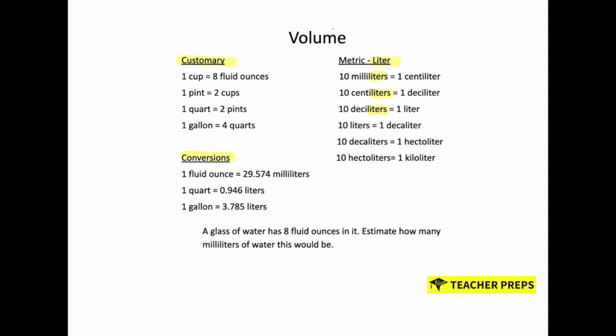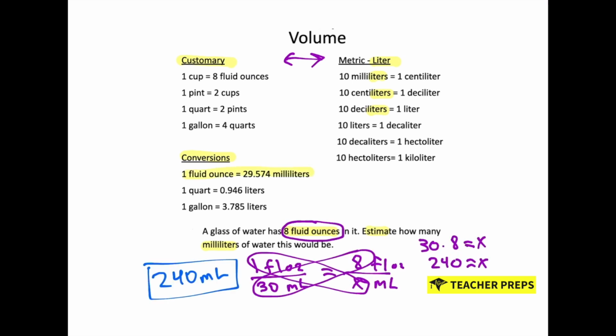Now to convert from the customary system to the metric and vice versa, we have some common conversions that we can use. Take a moment to look at those conversions. The question at the bottom says that a glass of water has 8 fluid ounces in it. Estimate how many milliliters this would be. Again, the key word here is estimation. We don't need an exact answer, so we can round within our conversion factor. Go ahead and pause the video and try this one on your own. When you set up your proportion and solve, you should have gotten about 240 milliliters.